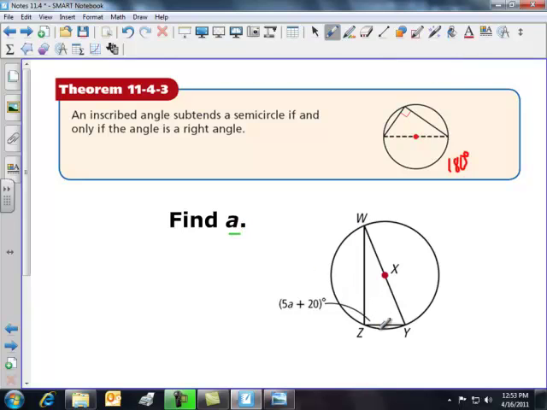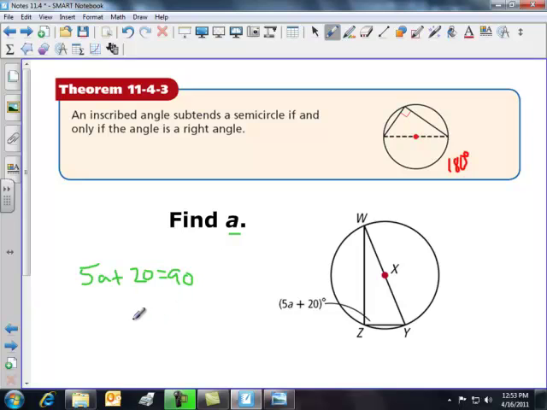In this circle here, you've got that WY is a diameter, meaning that arc WY is a semicircle. Therefore, since this intercepted arc is a semicircle, the measure of this angle must be equal to 90 degrees. So what we can do is set the 5A plus 20 equal to the 90 degrees. Yep, that's a 90. And then we'll just go ahead and solve that.